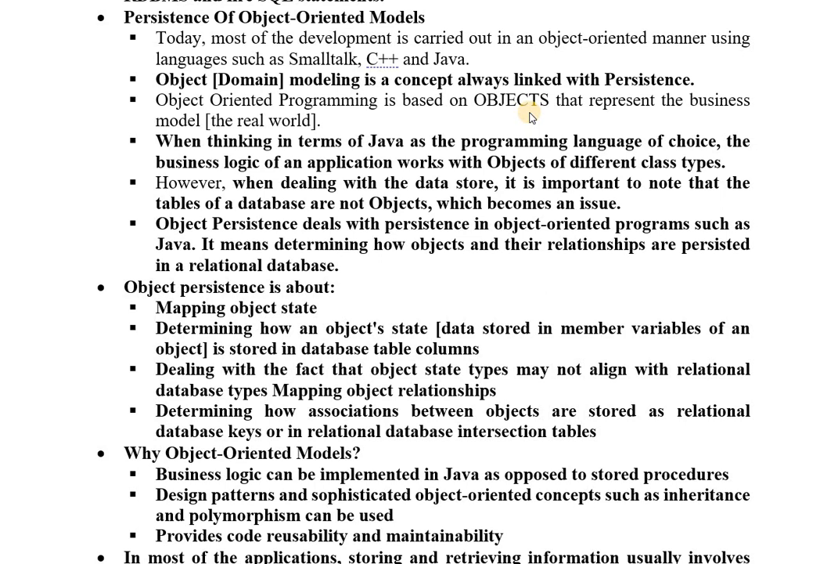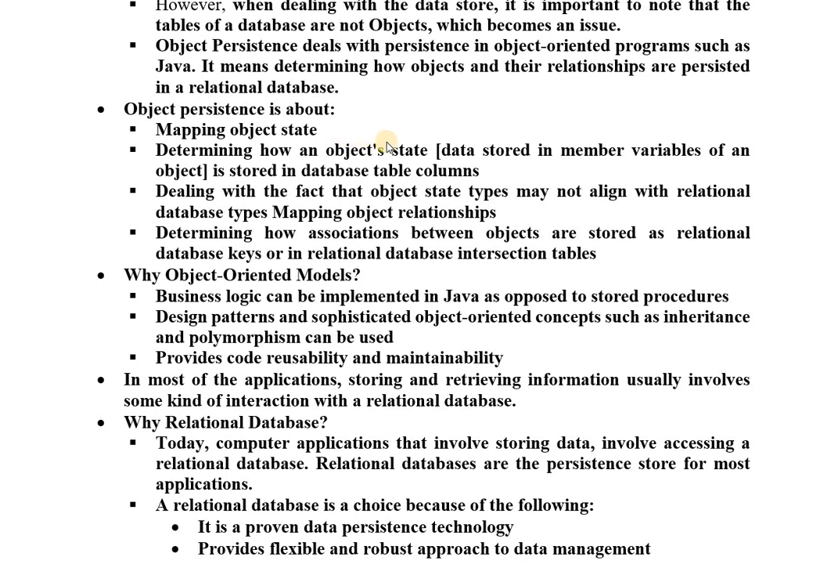So when you think of Java, the way the program logic is developed, the way the business logic is developed, the way the objects work with each other, it is not the same as the tables of your database. Object persistence deals with persistence in object-oriented programs such as Java. When I talk of object persistence, I want to determine how the objects and their relationships will be persisted in the relational database. Object persistence is about mapping the object state, identifying how the object state will be stored in the database tables and columns. The problem here is that the data types in Java and the data types in the relational database will not match. The structure of objects and the structure of tables does not match.